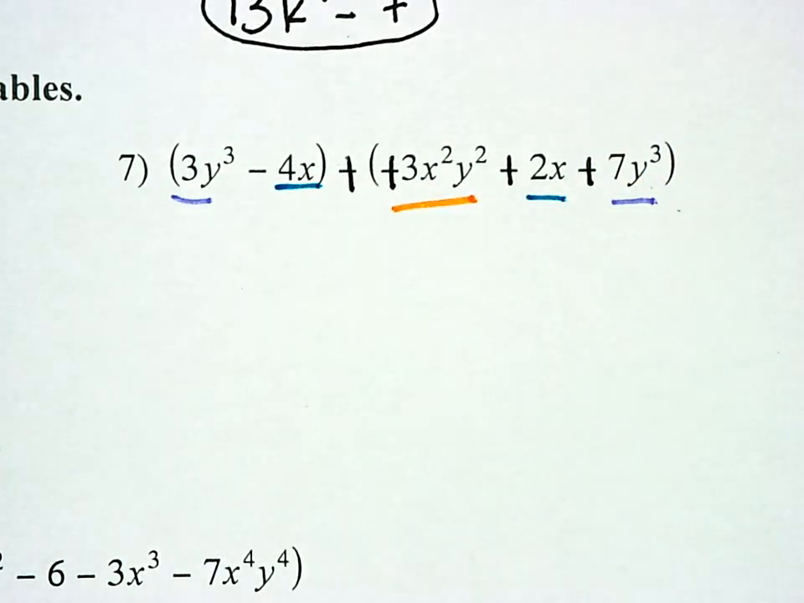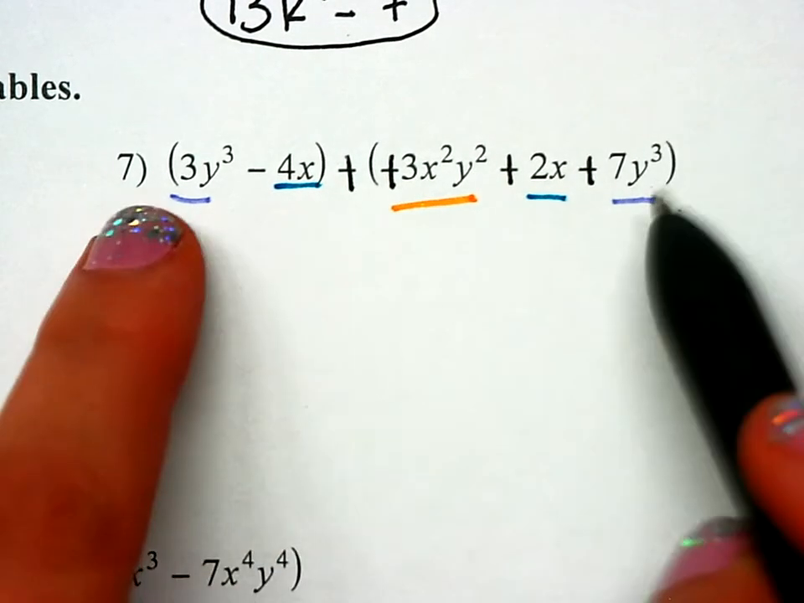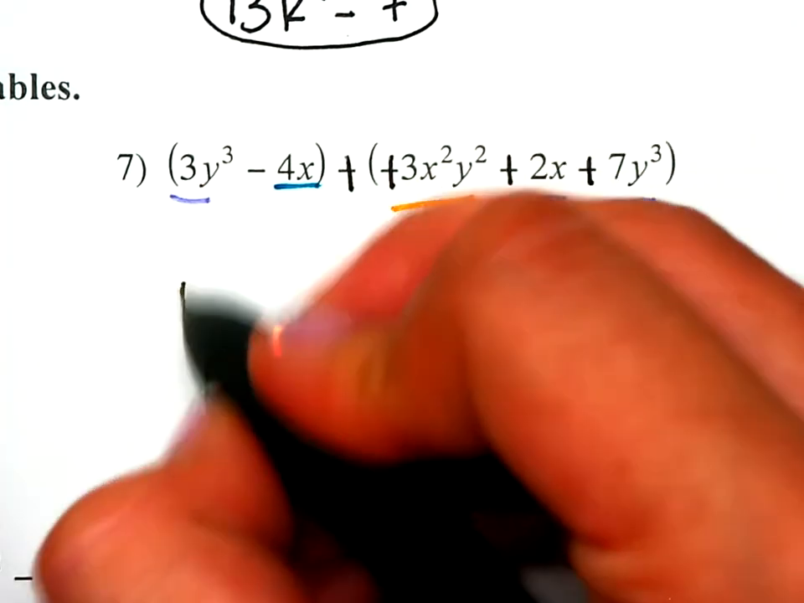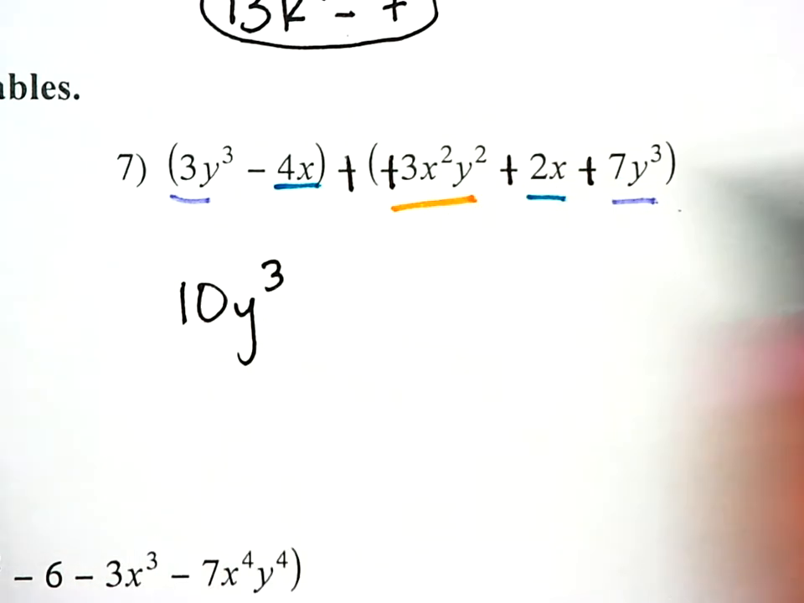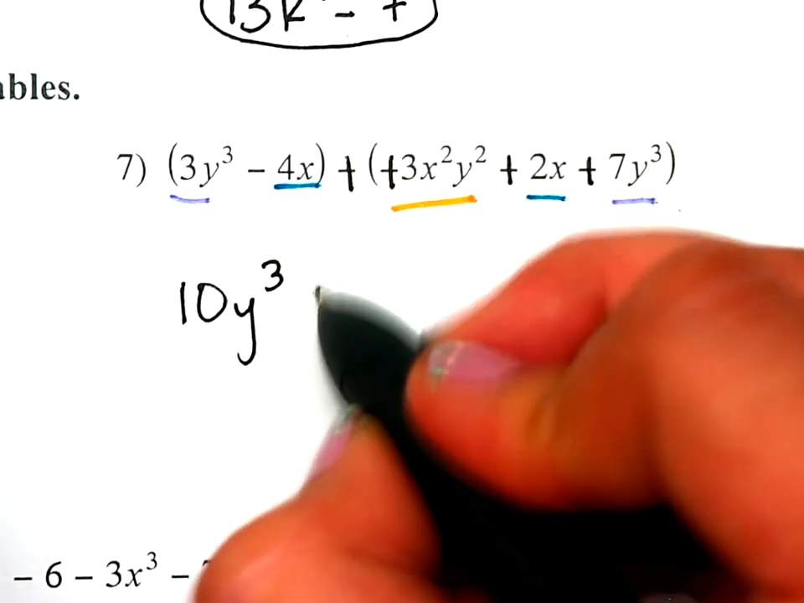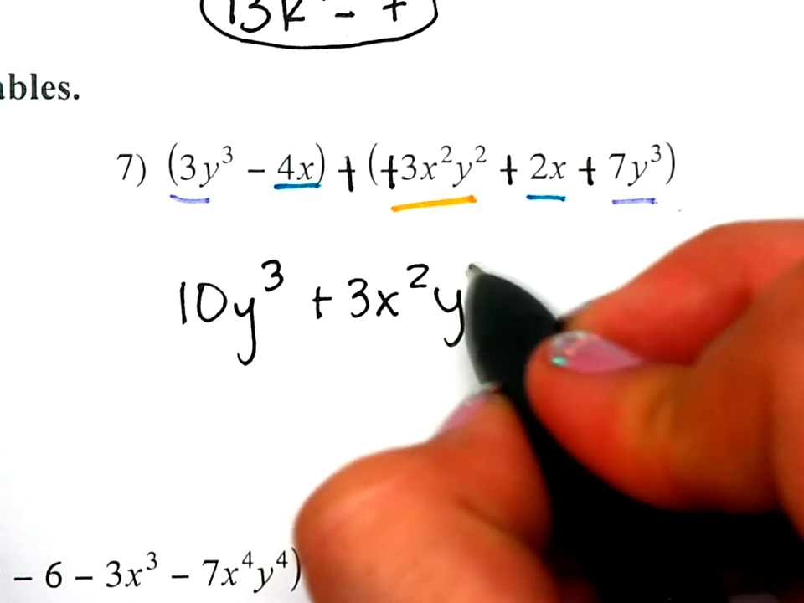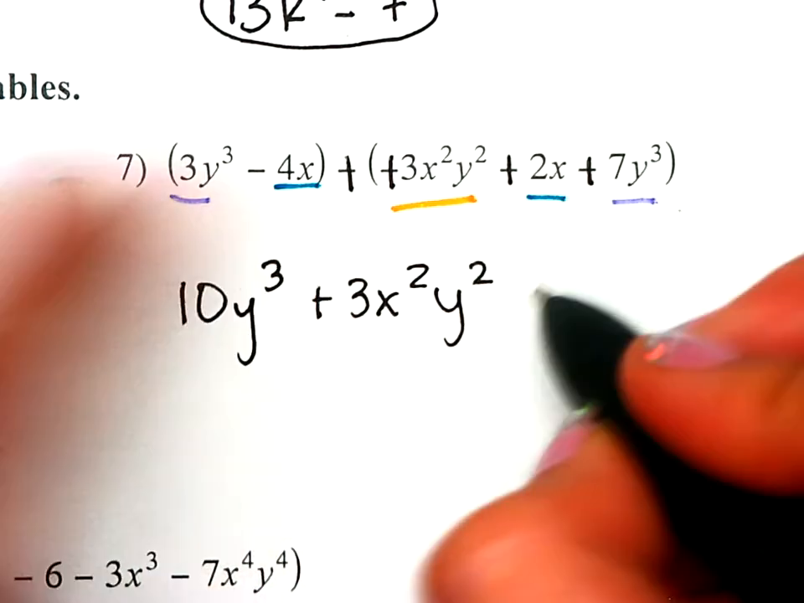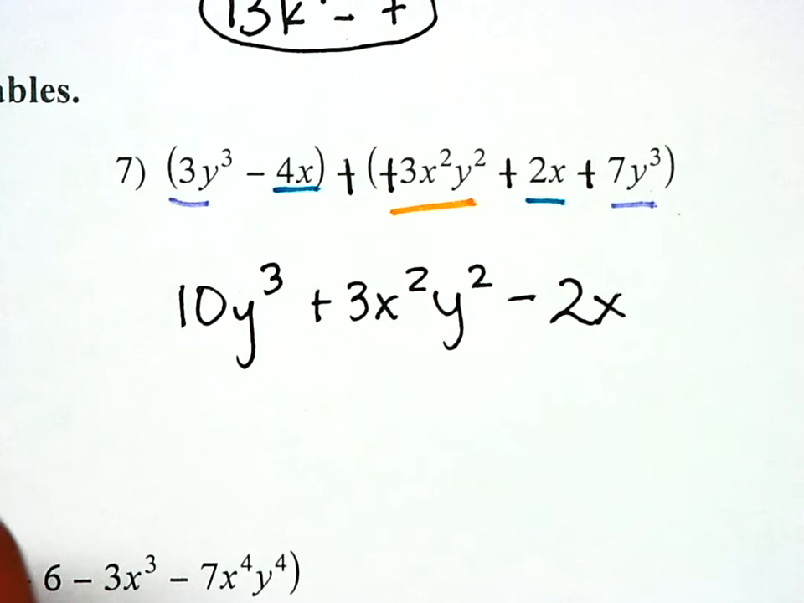Okay, so again, looking to see which exponent is the highest or the greatest value. That's y to the third. I've got a 3 and a 7, so that's going to be 10y to the third. My next ones are going to be in yellow, so plus 3x squared y squared. And then the last one, I've got a -4 and a +2, so that's -2x.